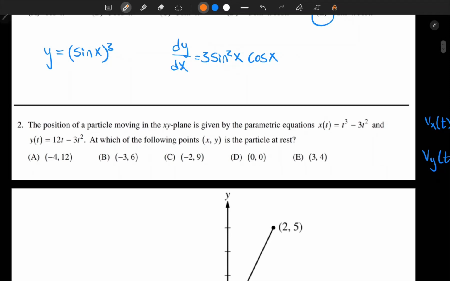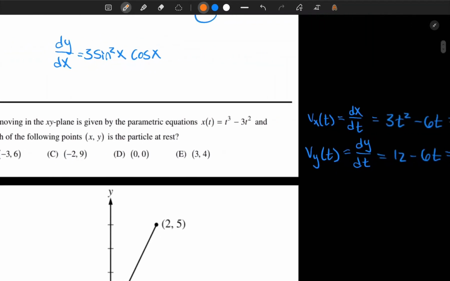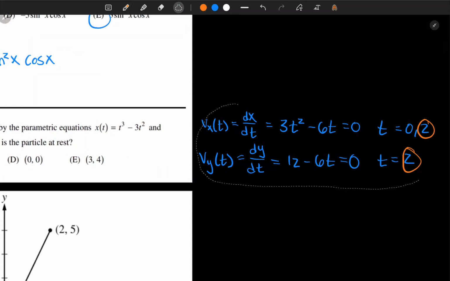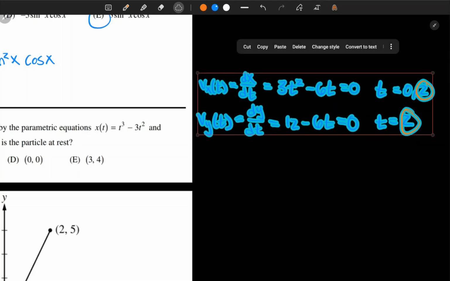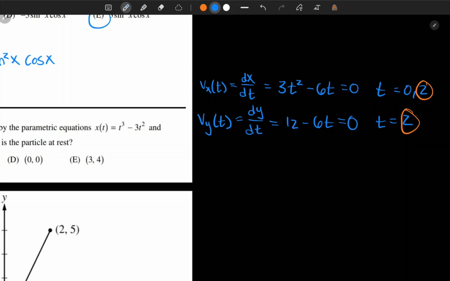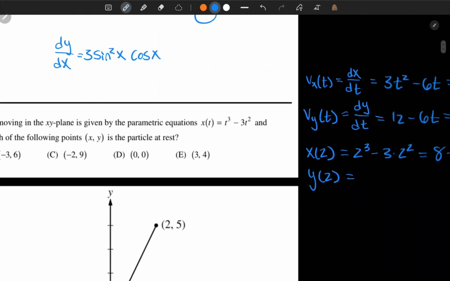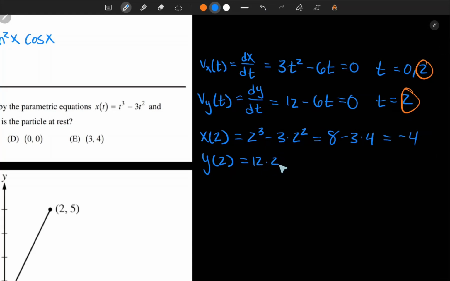But this question asks for the following x y points for which the particle is at rest. To compute this, we simply have to plug in t is equal to 2 into x and y of t. Doing so, we find that x of 2 is equal to 2 cubed minus 3 times 2 squared. And this is 8 minus 3 times 4, which is equal to 8 minus 12, or negative 4. And y of 2 is equal to, looking at the equation again, 12 times 2 minus 3 times 2 squared. And this is equal to 24 minus 3 times 4, or 24 minus 12, and that's equal to 12.